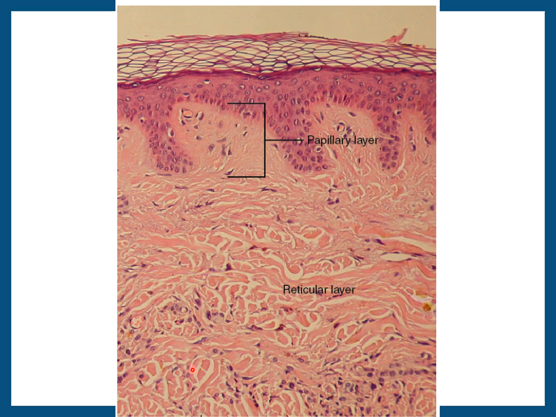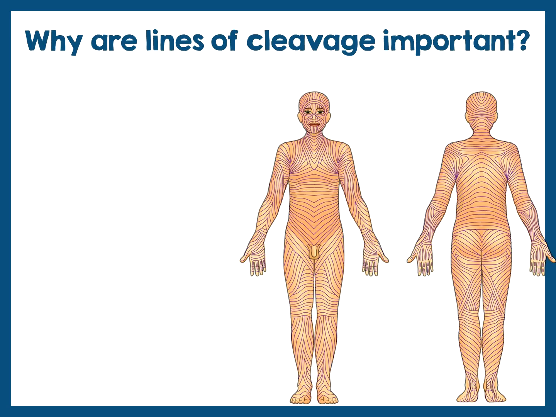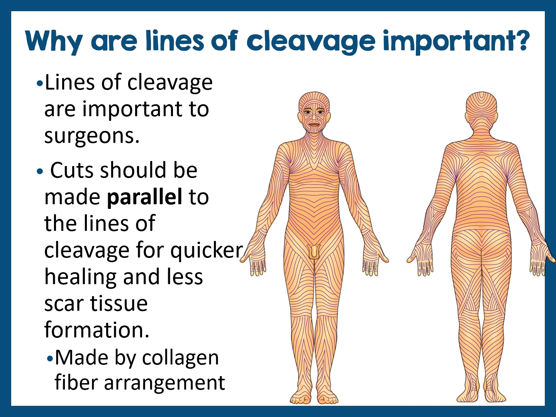And in that reticular layer, you can start to see those bundles that create these lines of cleavage. Those lines of cleavage are important to surgeons because the cuts should be made parallel to the lines of cleavage. That way, the healing can happen faster. If you think about a rope, if you were to peel off a couple of the fibers of the rope, you could repair that pretty easily, versus if you did a transverse cut through the rope and glued the two pieces back together, it isn't going to be the same.